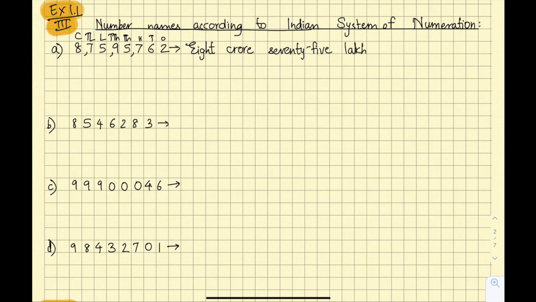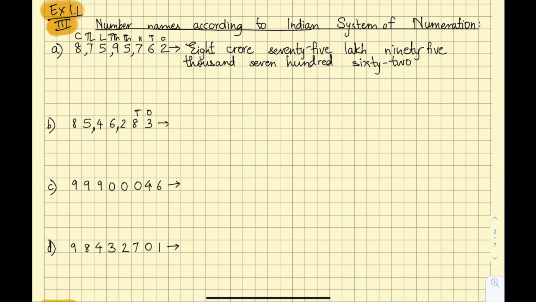Then you see 10,000 and 1,000, you see 95. So just write 95,000. Then ultimately hundreds, tens, ones, you see 762. So in place of 100 it is 7. So 700. In place of tens it is 6. So 6 tens is 60. And in place of ones it is 2. So 62.